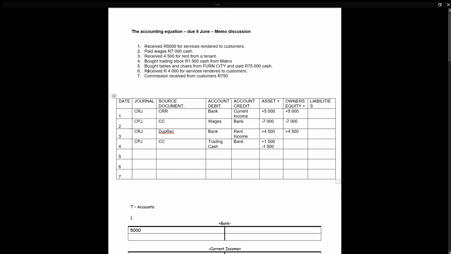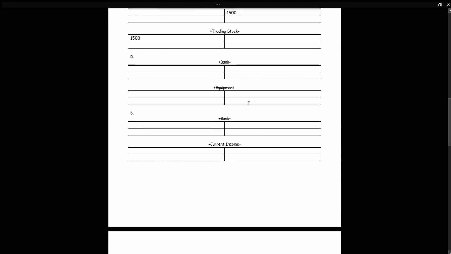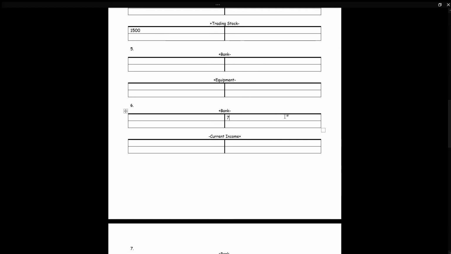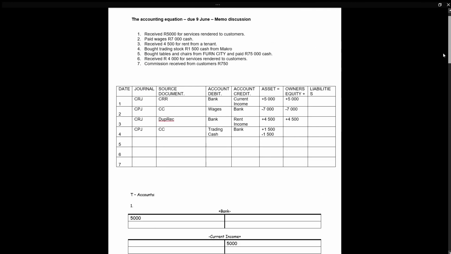Right, number 5. Bought tables and chairs from Fern City and paid 75,000 Rand cash. Right, so bank will decrease with that 75,000 Rand. No, I did the wrong one now. Sorry, my bad. Bank will decrease with that 75,000 Rand, but my equipment will increase with that 75,000 Rand. Both of these are classified as assets, again, as in the previous transaction.